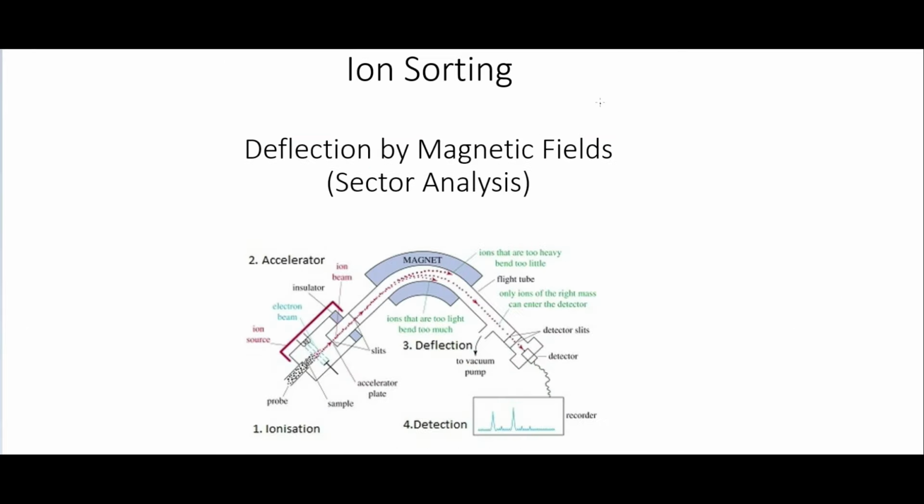The next step is the ion sorting. And so there are multiple ways of doing this as well. One of the ones that usually gets discussed when talking about this is what's called deflection by magnetic fields, or sector analysis.